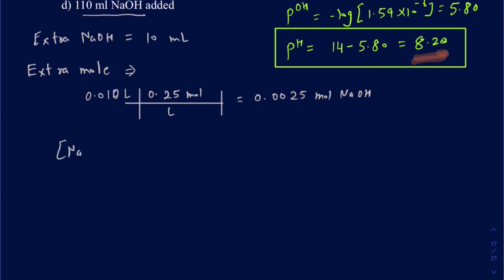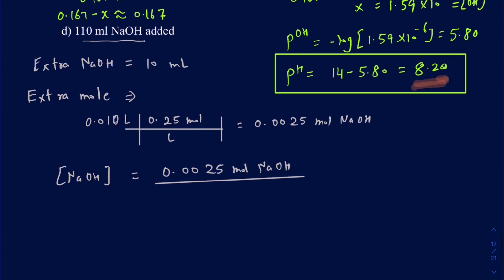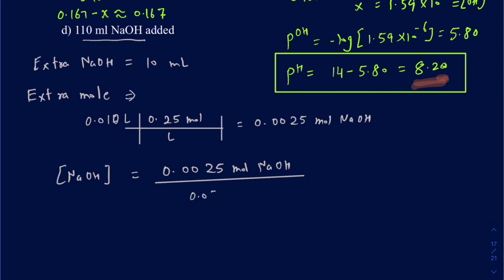So to figure out the concentration of NaOH, I know the moles now, which is 0.0025 moles of NaOH, but then we also have to figure out what's the total volume that has stacked up now. And remember, we started out with 50 milliliters originally, and that would have been 0.05, and now we added another 110 milliliters, so it's going to be 0.110. So your total volume would have been 160 milliliters total. So it's going to be 0.0025 divided by 0.160.